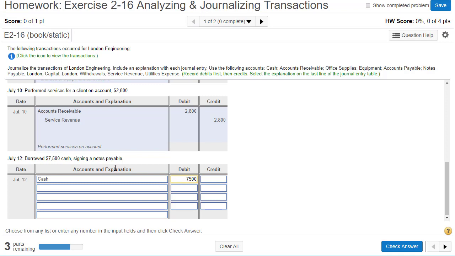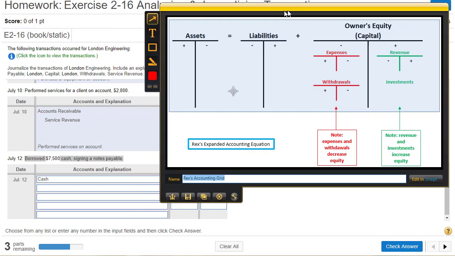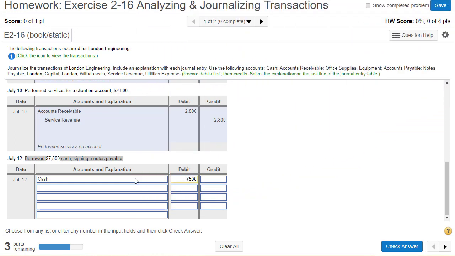And then why did we get this cash? Well, we borrowed it. So if we borrowed cash, we now have debt. Debt is a liability. So do we have more debt or less debt? We have more debt. That's why we're going to credit. Credit means, right, we're going to credit a liability. And which liability is it?